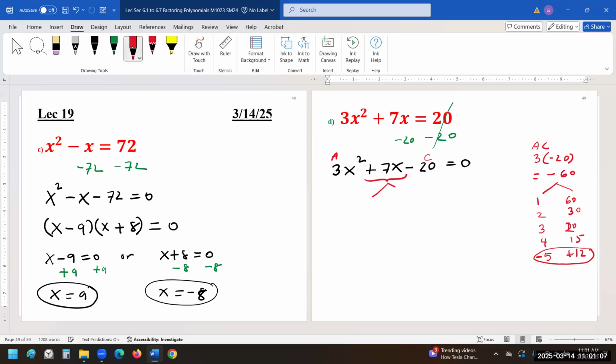So once you know your 2 factors, you use them to split the middle term. So you get minus 5x, positive 12x, or the other way around, it doesn't matter. And then we carry down the first and last terms. So 3x squared minus 20 equals 0. And then we have 2 groups, one here, one there.